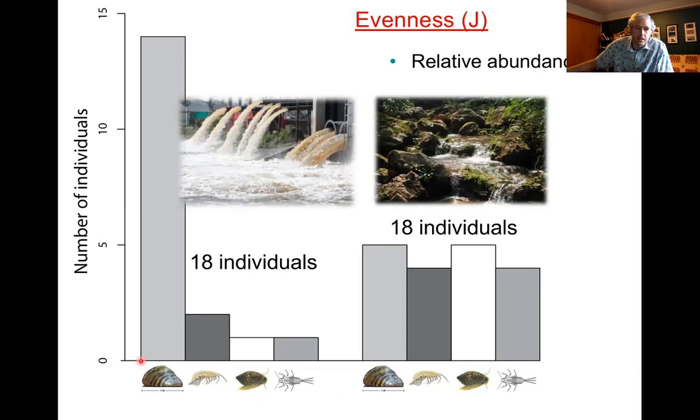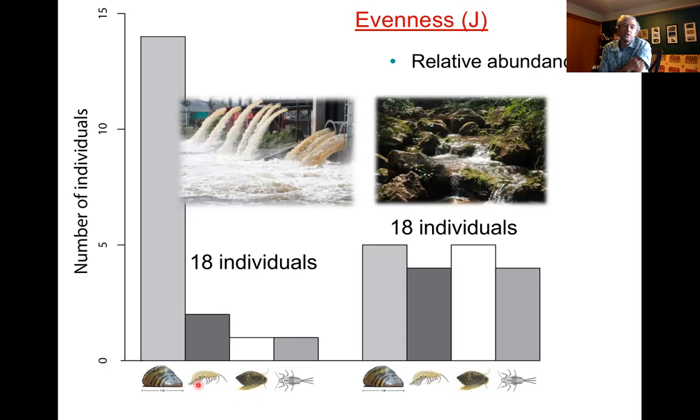So in the effluent, the vast majority of individuals, it looks like 14 of them, were this one species of mussel. Then we find 2 shrimp, 1 snail, 1 mayfly. You compare that to this pristine stream, and we've got what looks like 5 mussels, 5 snails, 4 gammarus, and 4 mayflies. So although we have the same number of individuals in both sites, and although we have the same number of species in both sites, we have a very different relative abundance.